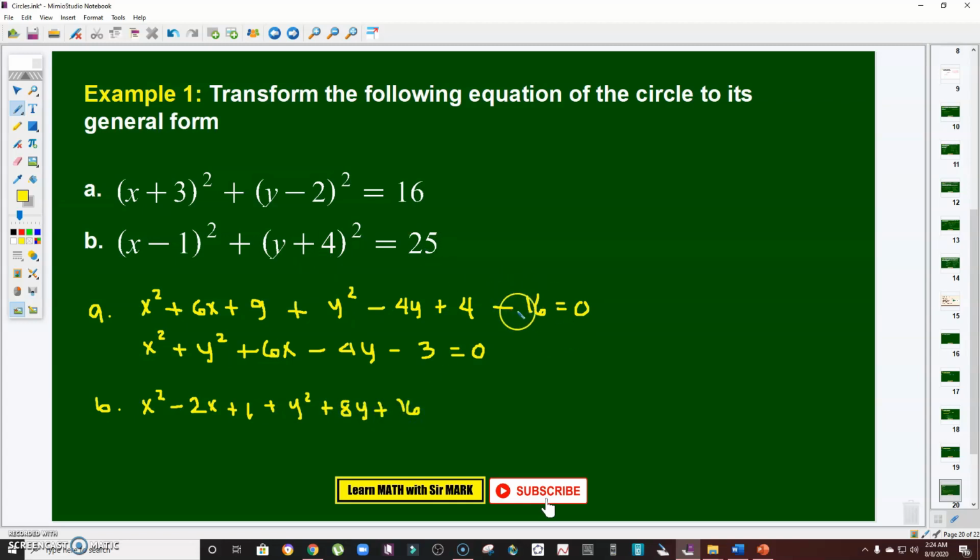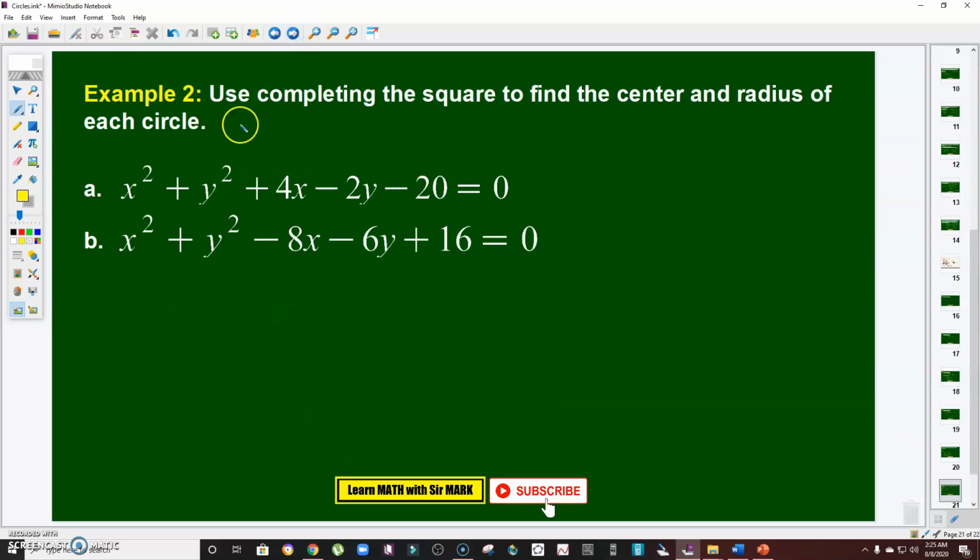And then like what I did on letter A, I have to equate it to 0, by transposing 25 to the left. See that? And lastly, rearranging it, that will give me x squared plus y squared minus 2x, and then the y term, which is 8y. And then 1 plus 16, that's 17, minus 25, that will be negative 8, equals 0. There you go. So actually, it's easy. It's easy to convert standard to general equation. Clear? Okay, let's move to the next.